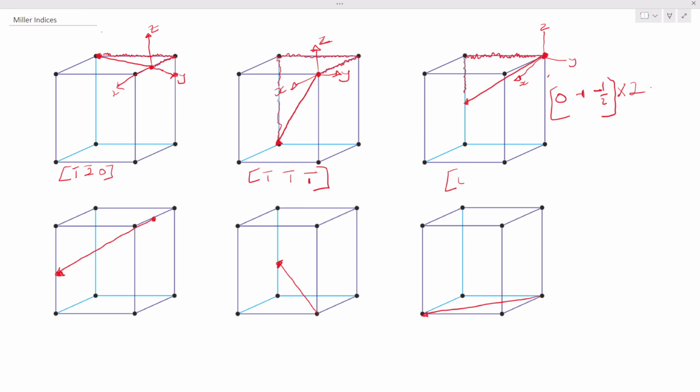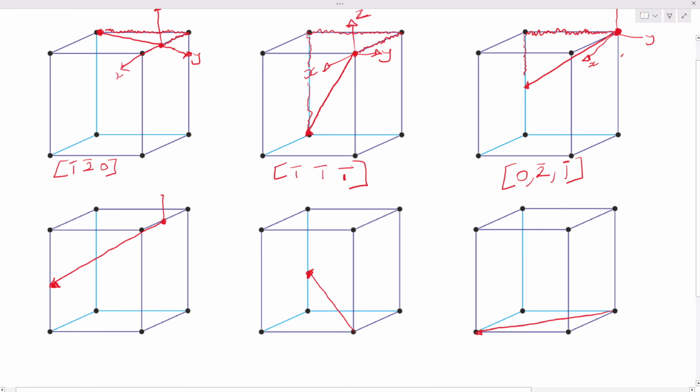So 0 times 2, I have 0. -1 times 2, I have bar 2. Then for half times 2, I have bar 1. So closing that up, here I come, I draw my plane.